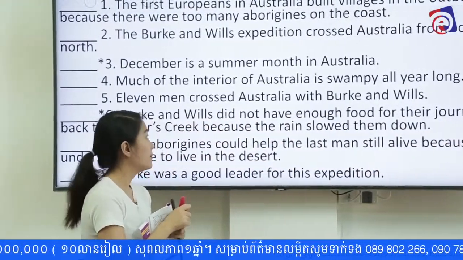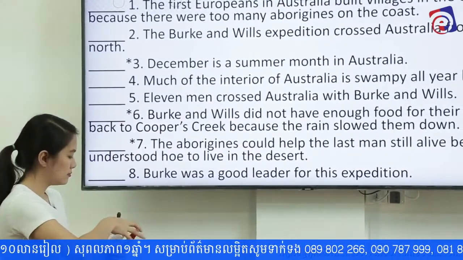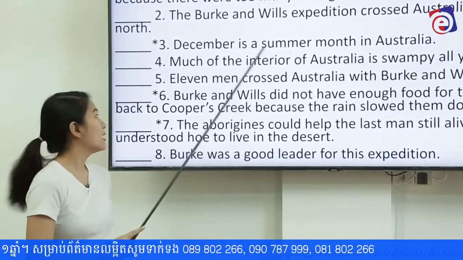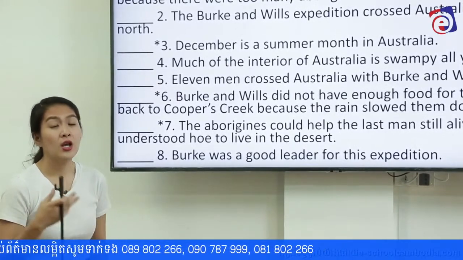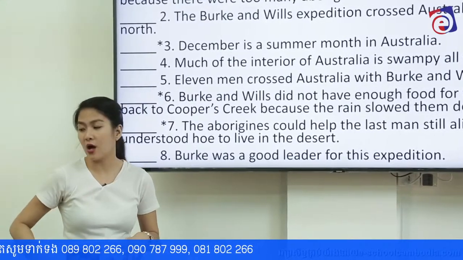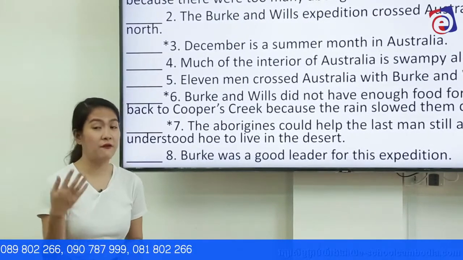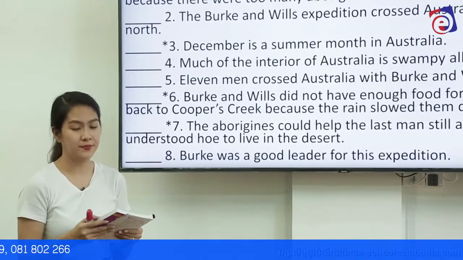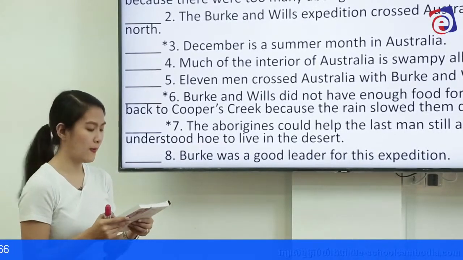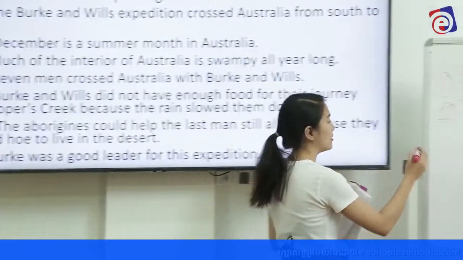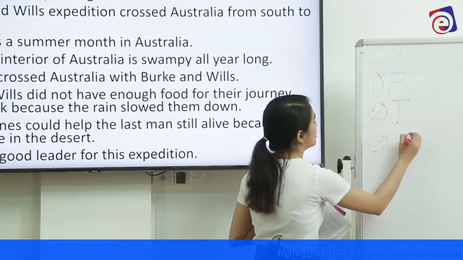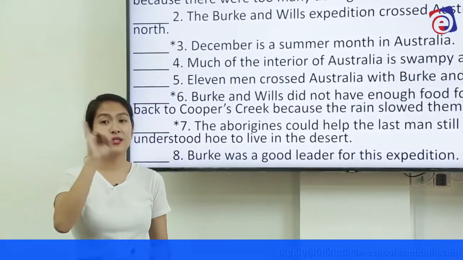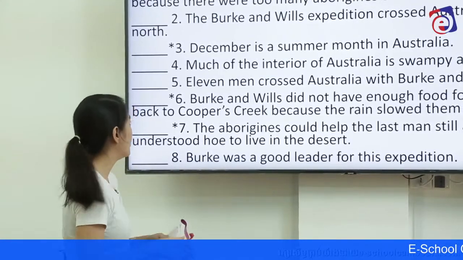Okay, number 3. December is the summer month in Australia. It has an asterisk here, which means you can use your own knowledge, stock knowledge. It's okay if you are wrong or right, it's fine. So December is the summer month in Australia. True or false? The answer is true. I researched about this. The summertime in Australia is December, January, and February.